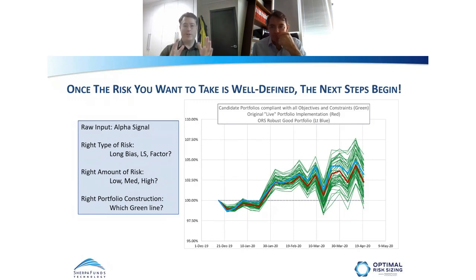And then once you're in the right box for your investors, that's where you come in to really fine tune how much of that risk you want to take. So the right amount of risk. Does that make sense, hopefully?